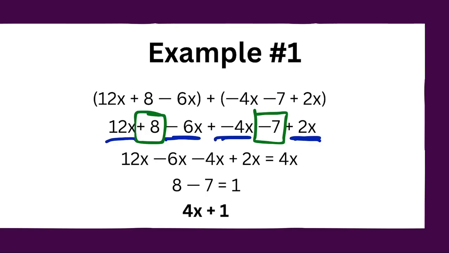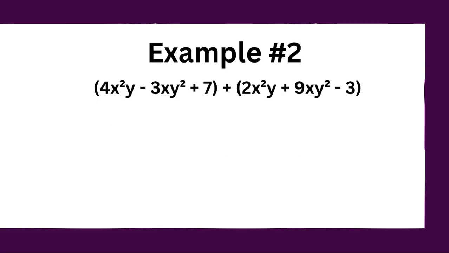Going on to my second example, I have 4x to the power of 2 y minus 3x y to the power of 2 plus 7. Now I'm going to go to the other side of my equation, plus 2x to the power of 2 y plus 9x y to the power of 2 minus 3. This equation is a little bit trickier to look at because it has more variables and constants in it, and that's a-okay.